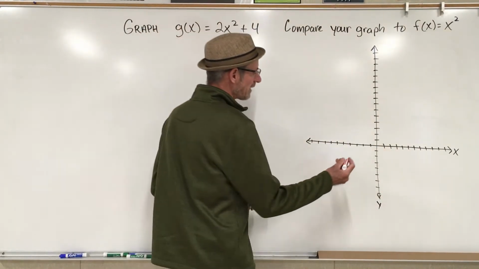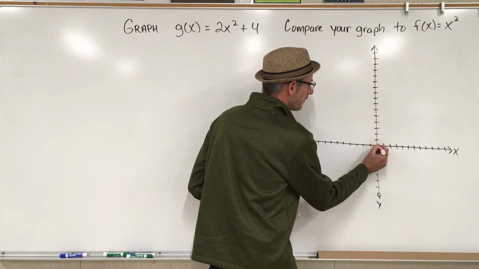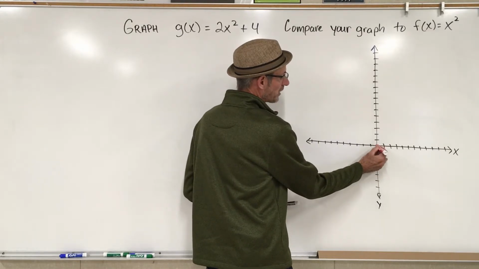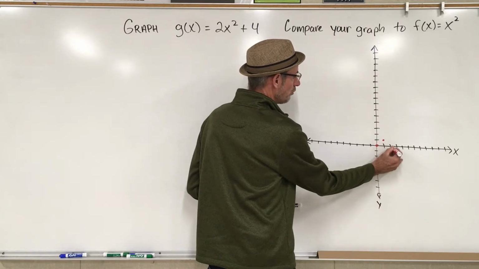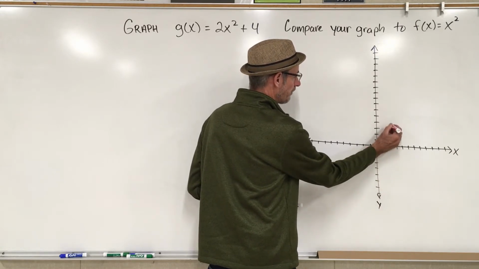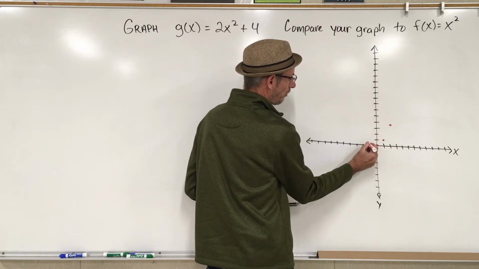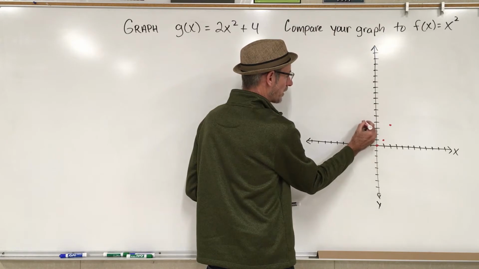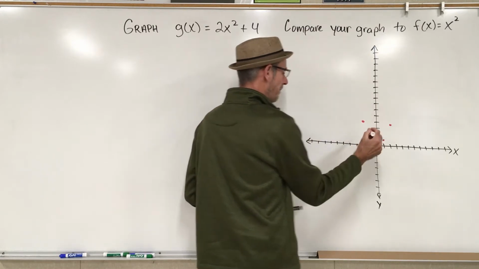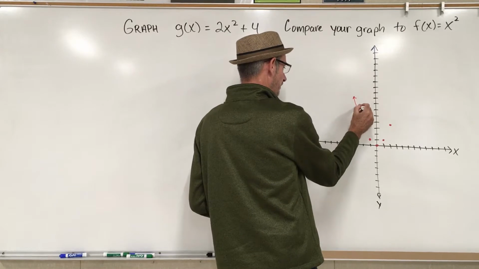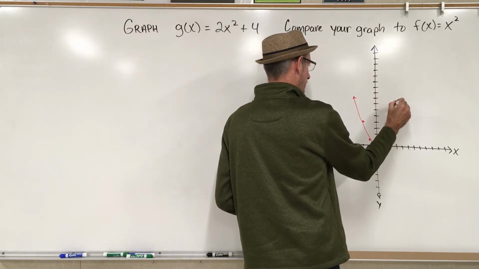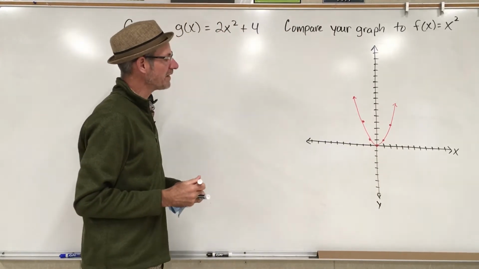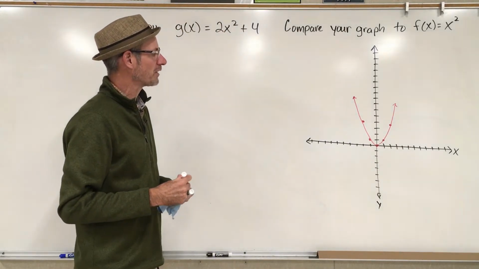I know the parent function has a vertex at 0, 0. I know the next point on the parent function is over 1 and 1 squared is 1. And over 2 and 2 squared is 4. And there will be symmetrical points on the other side, so negative 1 and 1, negative 2 and 4. And my parabola will look like this. And that is the graph of f of x equals x squared. That is our parent function.